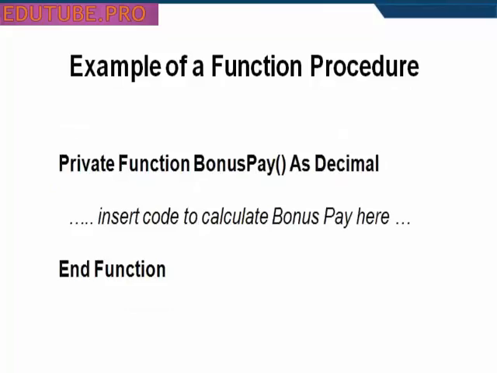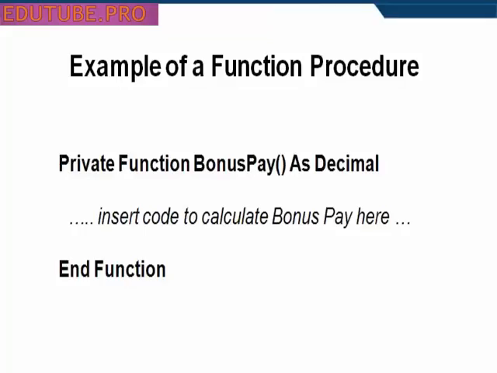As an example, I will create a function procedure called bonus pay that calculates and returns a salesperson's commissions, perhaps. As you'll note, the function header, private function bonus pay, open close parentheses, as decimal. The as decimal indicates the type of data that will be returned by the result of this function. That is, this is the data type of the returned value. In between the words private function bonus pay as decimal and the last line end function, you will place the code necessary to calculate the bonus pay. That would be ordinary calculations that you would use any type of calculations elsewhere in the program.